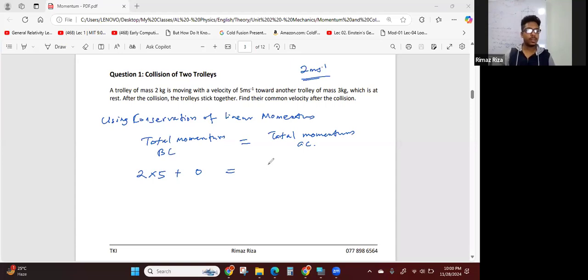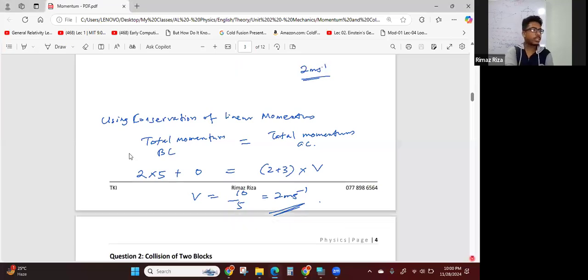So then they will have a total mass of 2 plus 3, 5, so (2 plus 3) times V. So V equals 10 divided by 5 equals 2 meters per second. So therefore the velocity is 2 meters per second. Okay, everyone happy? Then we'll move on to the next question.